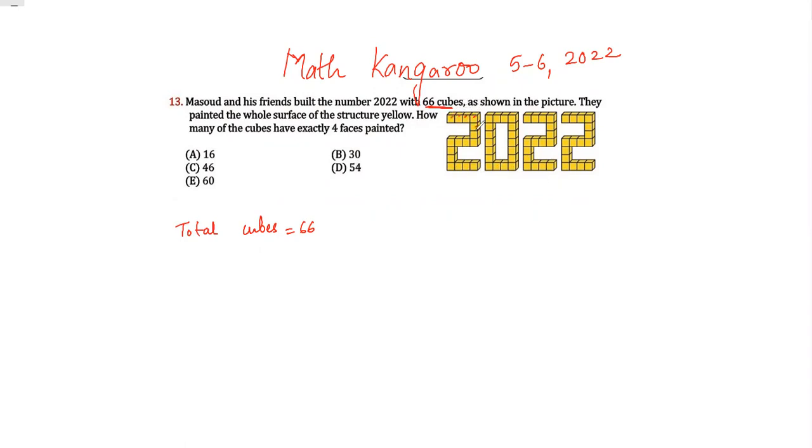So 1, 2, 3, 4, 5, 6, 7, 8, 9, 10, 11, 12, 13, 14, 15, 16. Correct? So this is 16. This is common, so 16 and 16. So 16 times 3 is 48. So 16 cubes are there in each 2 and 18 cubes are there in the 0. This is what we have established. Now, how many of the cubes have exactly 4 faces painted? Now we need to know that each cube has 6 faces.